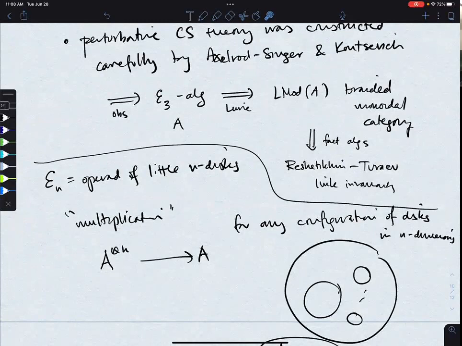You mentioned the word quantization. This is a word with many meanings. So what is the meaning that you use? So we're doing this Batalin-Vilkovisky quantization.